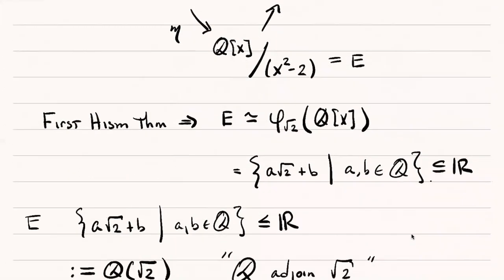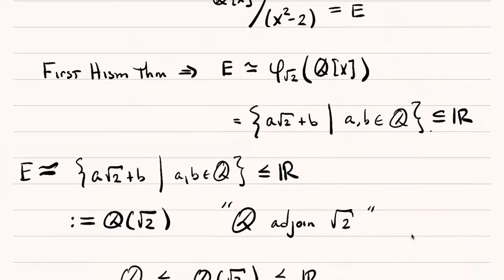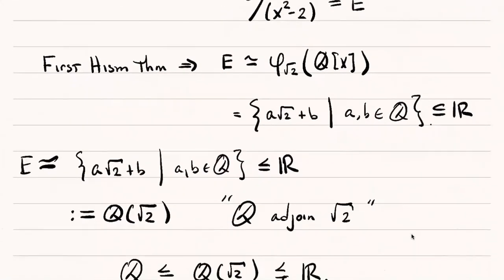So we can write E equal, well, actually there's a common notation for it. This E is isomorphic to this set, a times root 2 plus b, where a and b are any real numbers. It's a subfield of the real numbers, and that subfield is typically written like this. You pronounce it on the telephone, Q adjoin root 2. What we've done is we've enlarged the rational field.